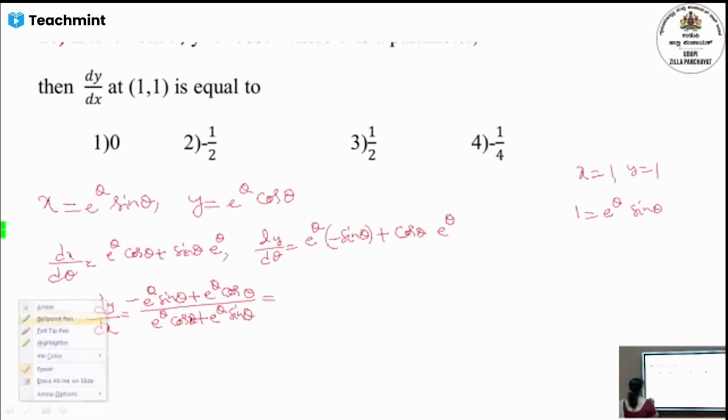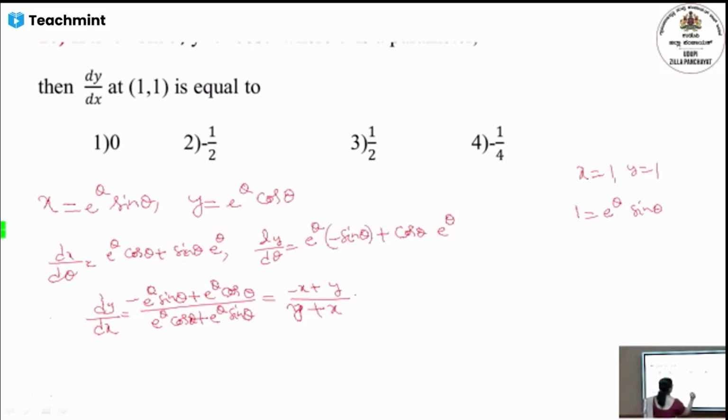I can retain that as it is. The statement is: e power theta sine theta is what? Minus x. E power theta cos theta is y. E power theta cos theta is y plus x. So this is minus 1 plus 1, 1 plus 1, which is equal to 0.